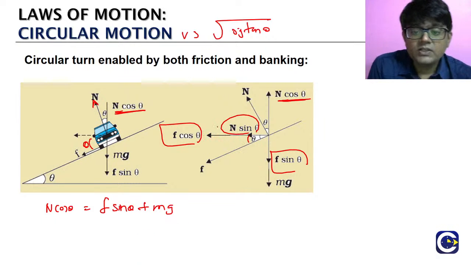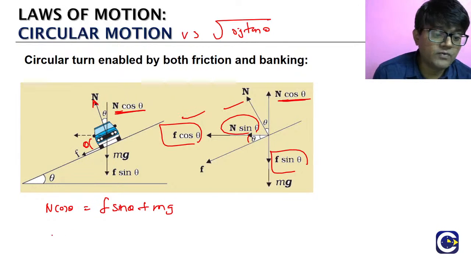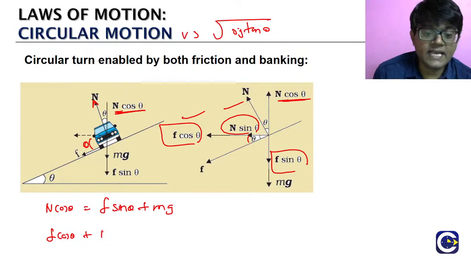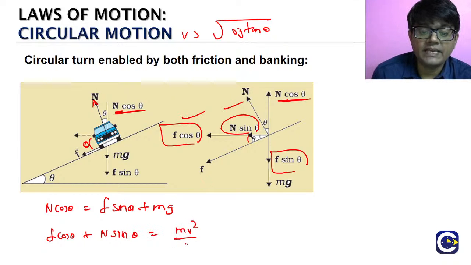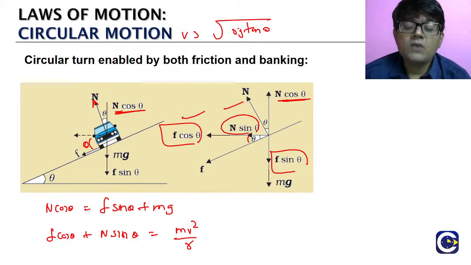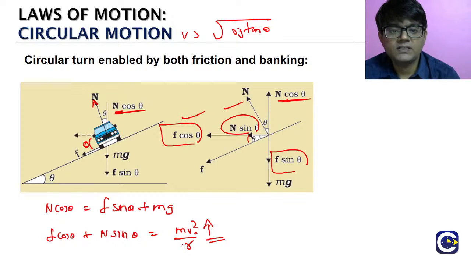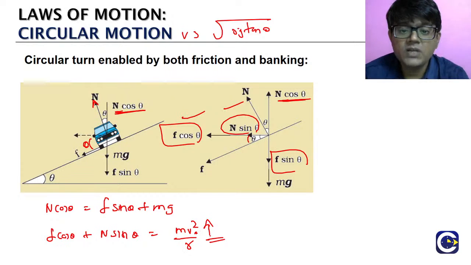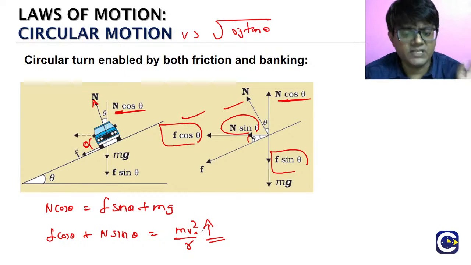Second, the two components, the component of friction and the component of normal reaction towards the center of the circle, are providing the centripetal acceleration, right? Means F cos theta plus N sin theta is equal to mv square by r. We are looking at the value of this velocity to be highest. So we solve the equations, trying to find the highest value of v with which the car can take the safe turn.